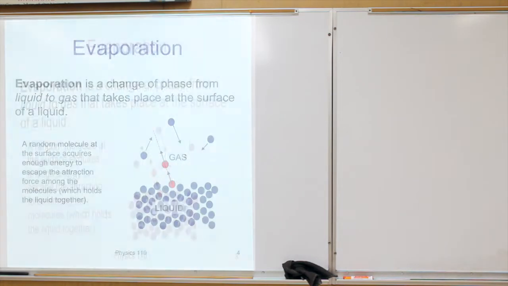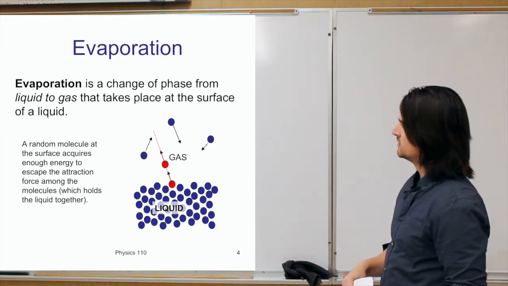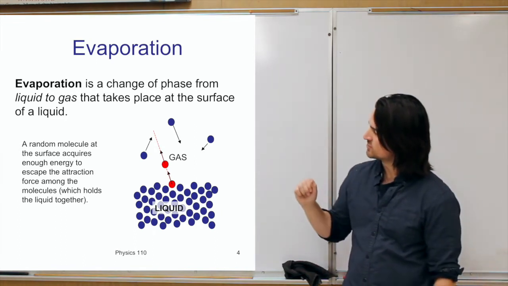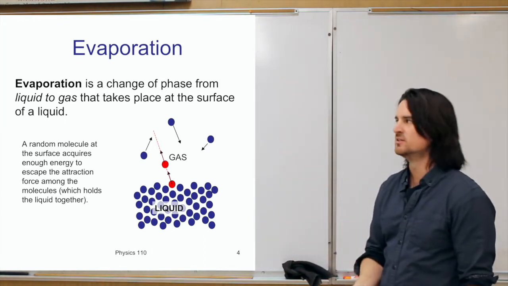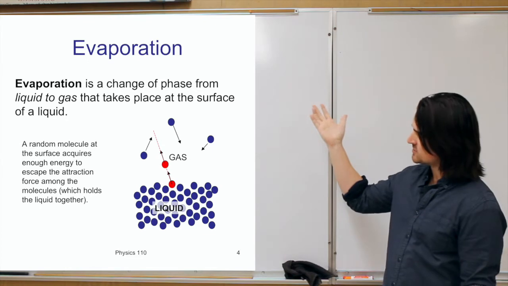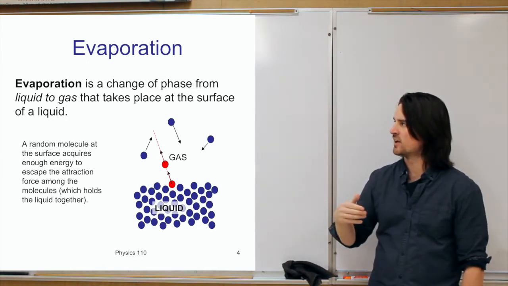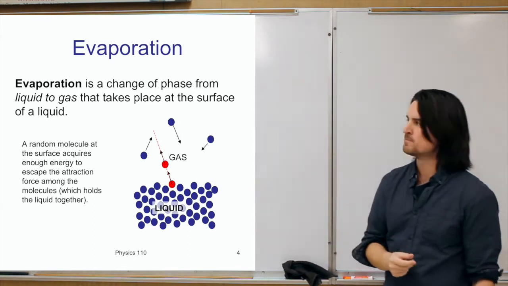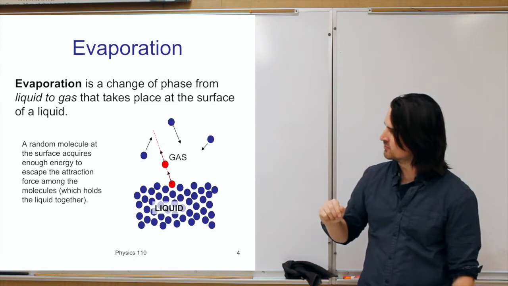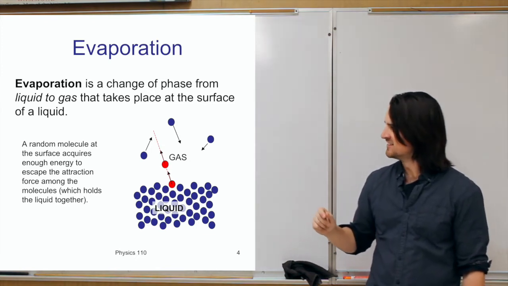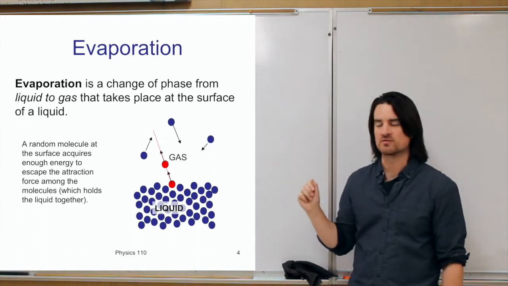So first off, we're going to look at changing between liquids and gases. Essentially, either you have a liquid that changes to a gas, or you have a gas that changes to a liquid. If you have liquids changing to gases, the general term for that is evaporation. So evaporation is when liquids convert to gases. And it takes place at the surface of the liquids.